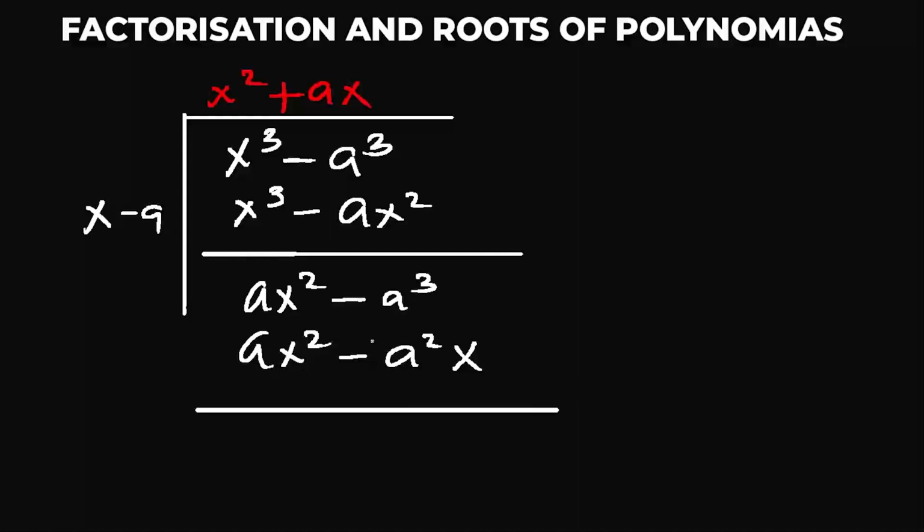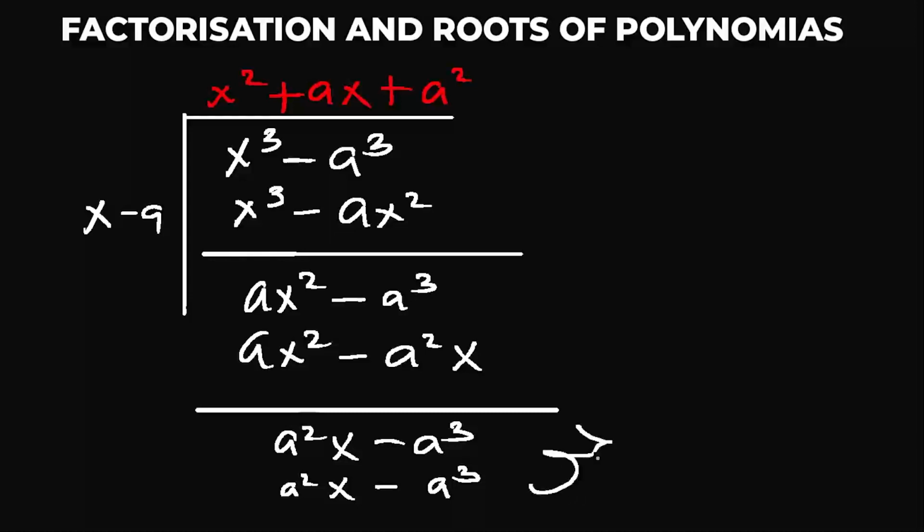This and this would cancel, and this will become what? A plus. Then we are going to have a squared x minus a cubed. So we can go again by saying what number are we going to use to multiply this to give us a squared x, and that simply becomes plus a squared. So if we have this now, a squared will multiply what? X. Then you are going to be having a squared x minus, then a squared times this, that will be minus a cubed.